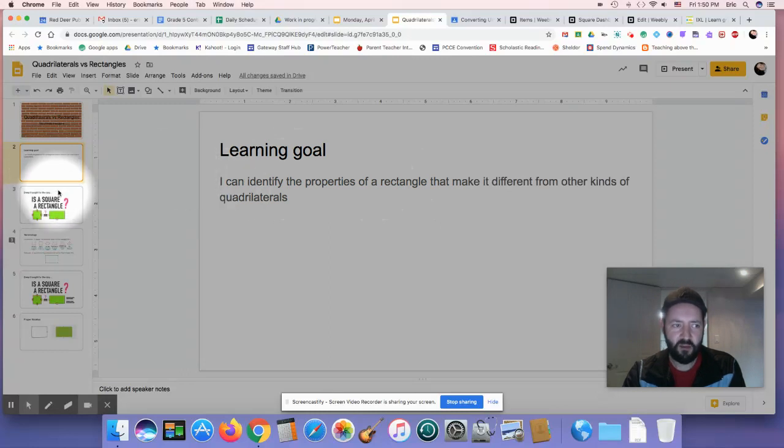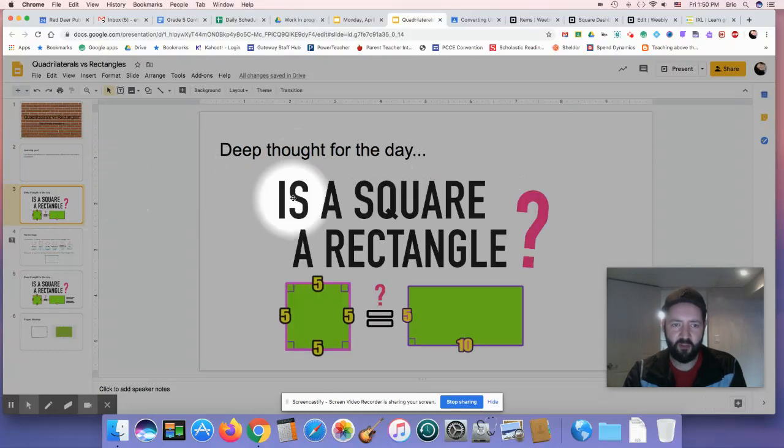Before we begin today's lesson, though, I just want to ask you this deep thought for the day. Is a square a rectangle? I'm going to give you a few seconds to think about that. I want you to lock an answer into your head, and we'll be answering that question just a little later in this lesson, okay? Okay, I have my answer. Hopefully you have yours. Let's move on.